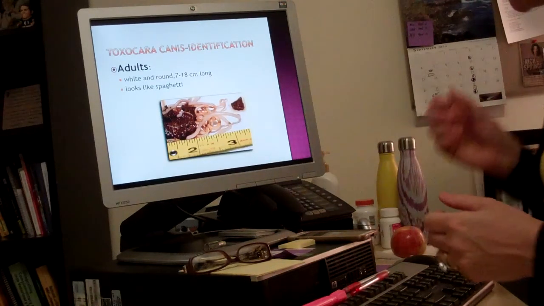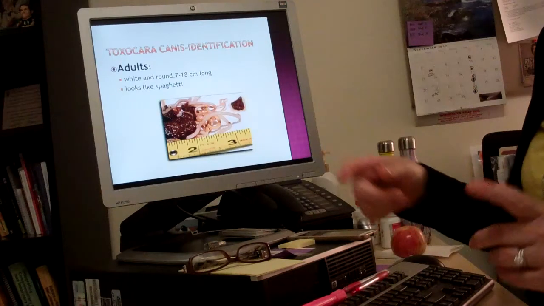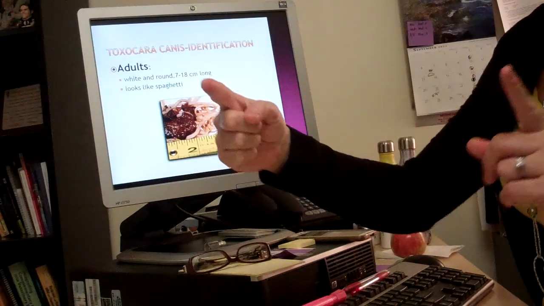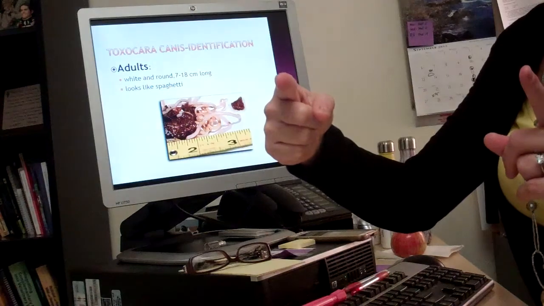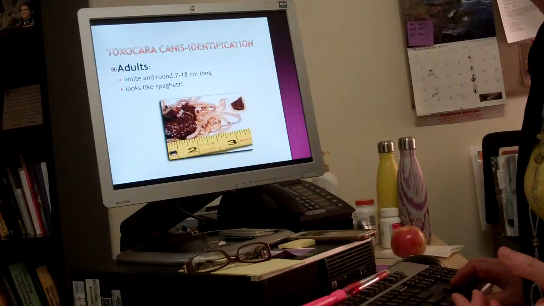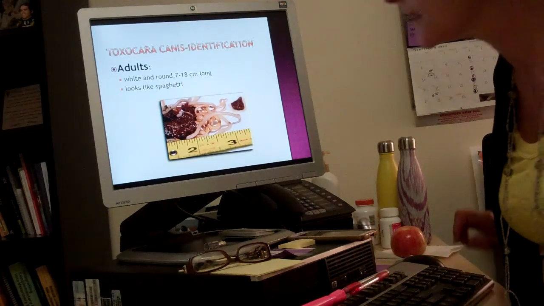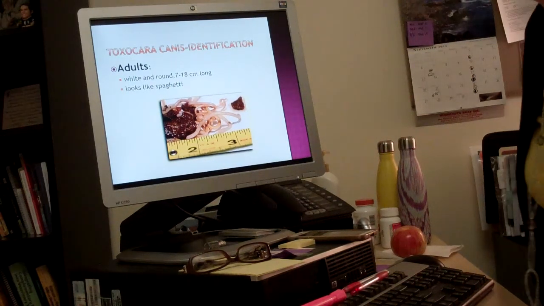Roundworm adults again look like a piece of spaghetti. 18 centimeters long. This is a full ruler, so about that long as an adult in the dog. So if the animal were to defecate or to vomit out a worm, you're very likely to see it. And it might even be alive.